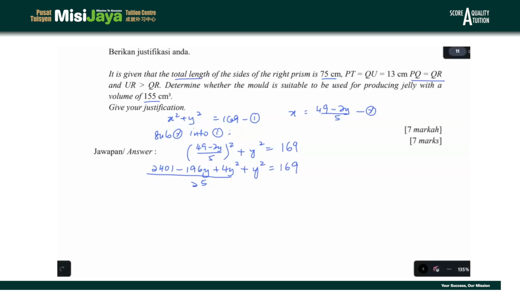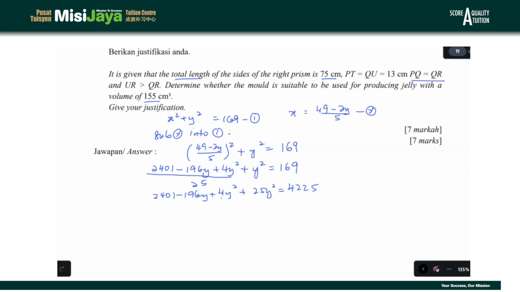The next step is to get rid of the 25 at the denominator. How are you going to get rid of the 25? All the terms times 25. The first term, when I times 25, I have 2401 minus 196y plus 4y squared. The second term becomes 25y squared. And 169 times 25 gives 4225. Now I've gotten rid of the denominator, so I solve this by simplifying it.